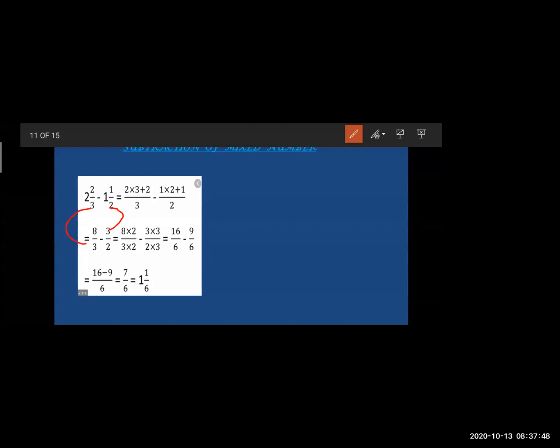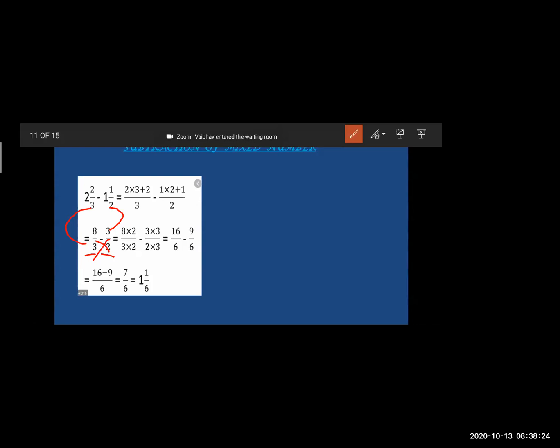Here also you can see both the denominators are different. You have to always observe the denominators. If you do not observe the denominator, your sum will go wrong. So observe the denominator and check. See what we have done here. To make the denominators equal, we have multiplied 8 upon 3 by 2, and 3 upon 2 is multiplied by 3. We have to just cross multiply with the denominators.